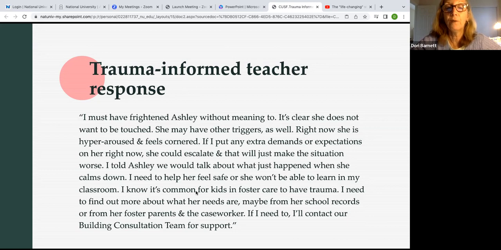I know it's common for kids in foster care to have trauma. I need to find out more about what her needs are, maybe from her school records or from her foster parents and caseworker. If I need to, I'll contact our SST team for support. So who can call out what was one trauma-informed response? There's several in there, but just call out what was one trauma-informed response in this last scenario.